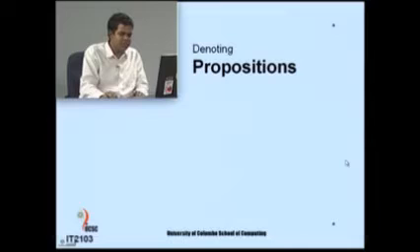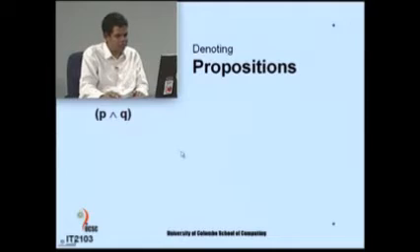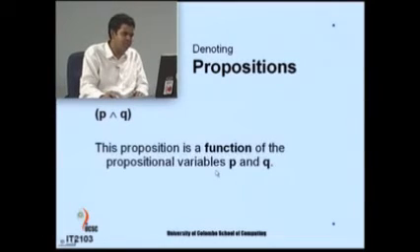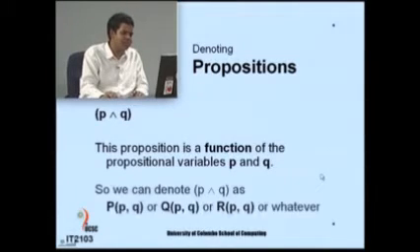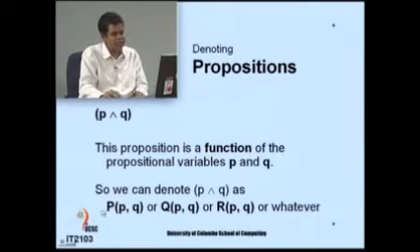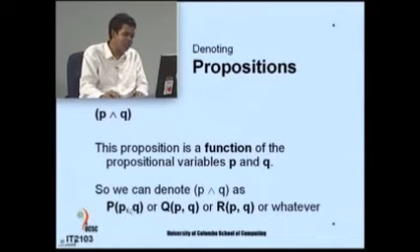Now, we can briefly consider a different concept here on how to denote propositions. This is just a convenient concept. Consider this compound proposition P and Q. This proposition is actually a function of the propositional variables P and Q. So, like we define other functions in mathematics, we can define this compound proposition as a function. For example, we might define it as capital P of (P, Q) or Q of (P, Q) or R of (P, Q). Just note that the capital P here or the capital Q here has nothing to do with the propositional variables or the symbols used to denote the propositional variables itself.